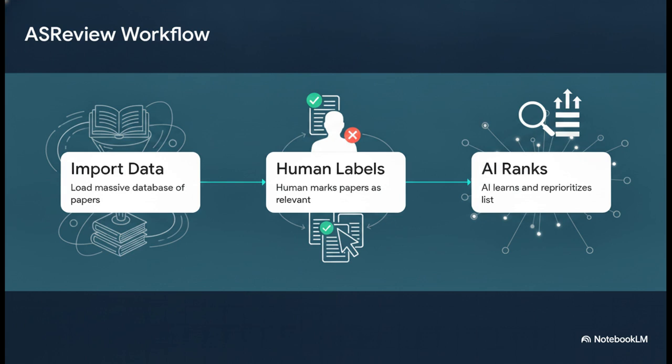First, you import a massive database of thousands of unread papers. Then, you, the human researcher, act as the oracle. You just start marking a few papers as relevant or irrelevant based on your criteria. Almost instantly, the AI learns from your human decisions and dynamically re-ranks the entire massive list, continuously pushing the papers most likely to be relevant straight to the top of your reading pile.